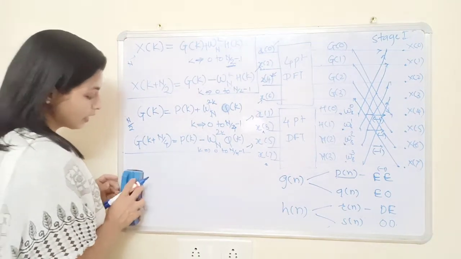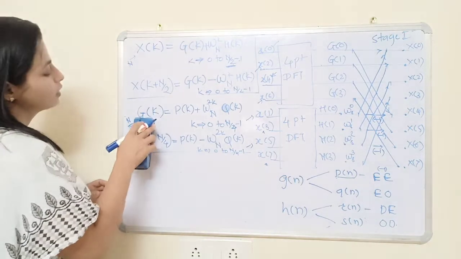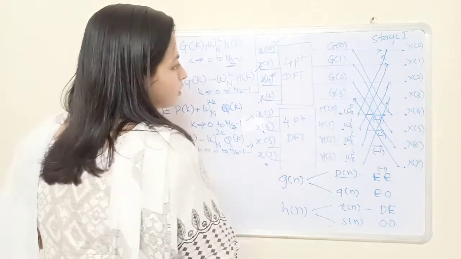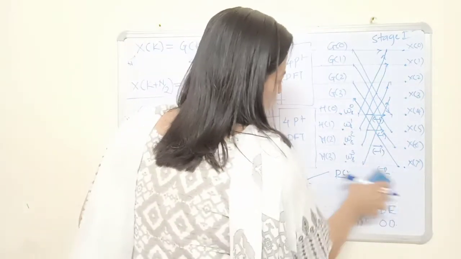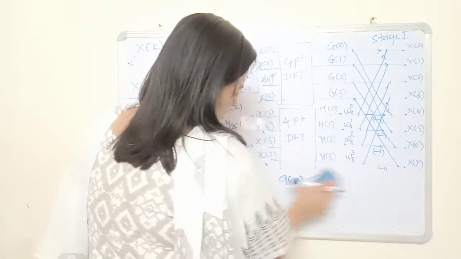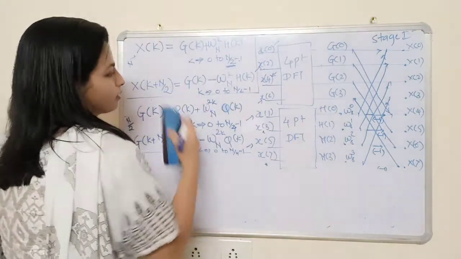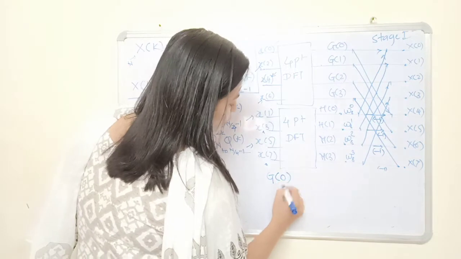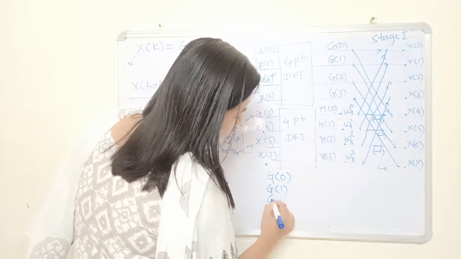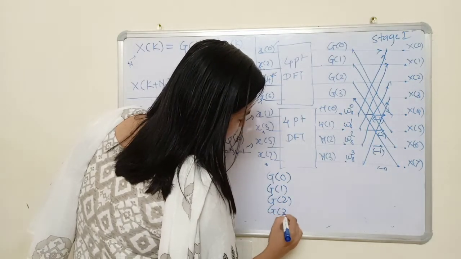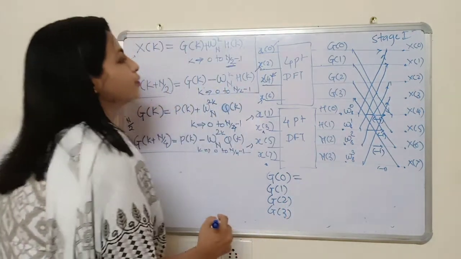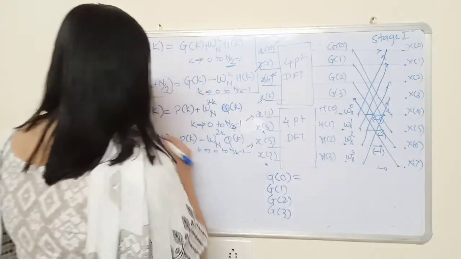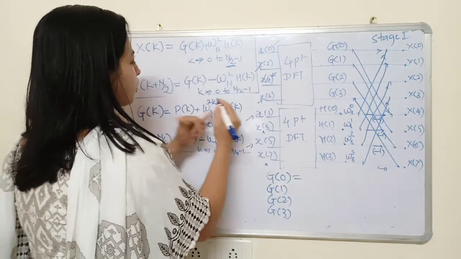So one by one I'll write equations for this G of 0, G of 1, G of 2, G of 3. I'll write the equations here for simplicity. I need to extend this graph on this side. So for G of 0, G of 1, G of 2 and G of 3, we'll write the equations here. G of 0, P of 0 and Q of 0.